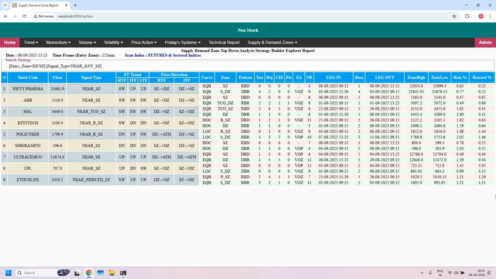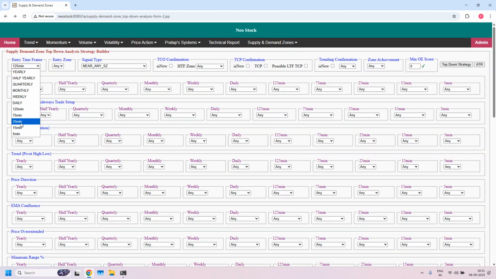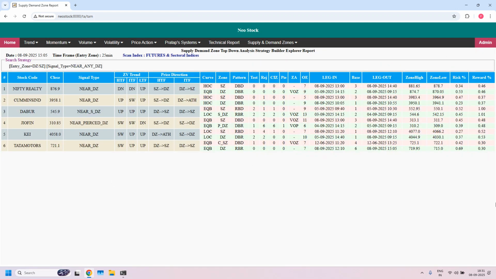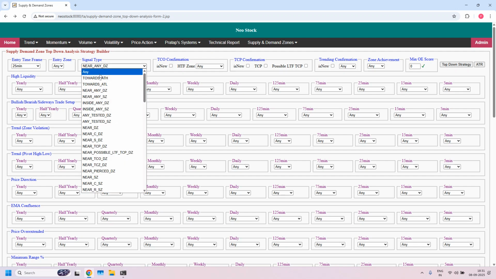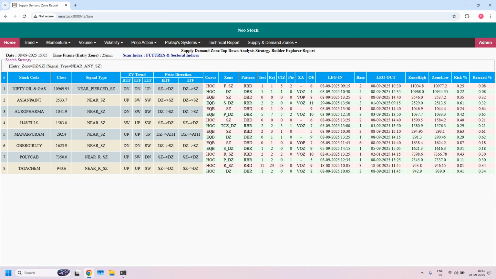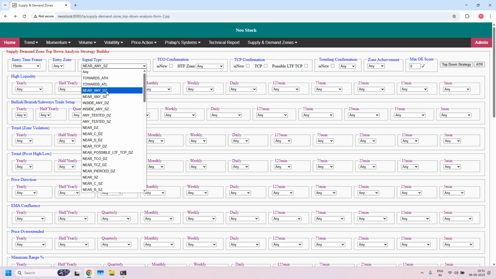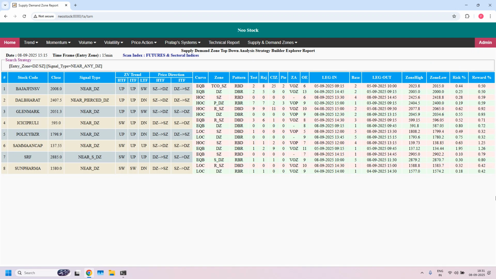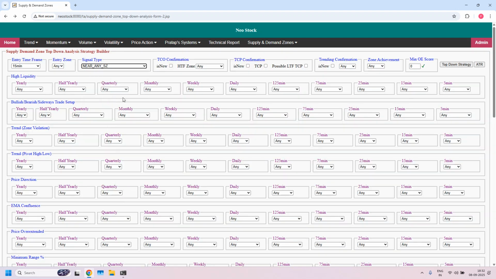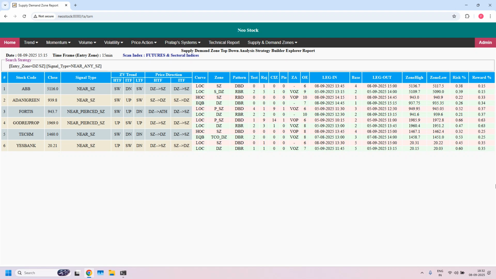Next time frame 75 minutes already generated in the beginning of the report. So the next time frame is 25 minutes. Stocks near to the 25 minutes demand zone, we got 6 stocks. Next, stocks near to the 25 minute supply zone, we got 8 stocks. Next time frame is 15 minutes. Stocks near to the 15 minutes demand zone, we got 8 stocks. Next, stocks near to the 15 minute supply zone, we got 6 stocks.